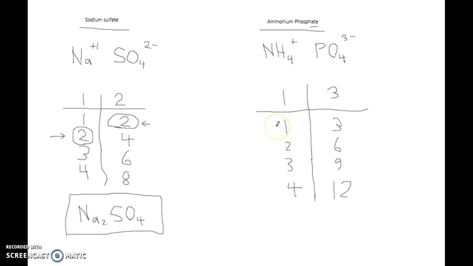Okay, so now that I see my 2 columns of multiples, I can simply go ahead and circle the lowest common multiple, which in this case is 3. Notice it's the third one down. It's the third multiple of 1, but it's the first multiple of 3. And that means, basically, I only need 3 ammoniums, but only 1 phosphate.